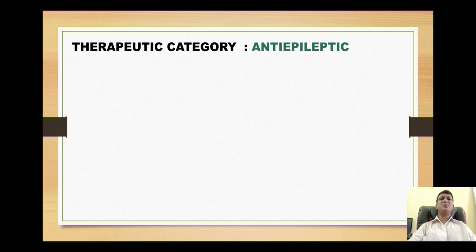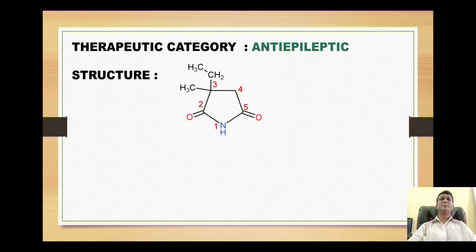This drug belongs to the therapeutic category of anti-epileptic drug. Now look at the structure. This "etho" stands for the presence of ethyl, and succinimide stands for the presence of this 4 carbon compound attached with an NH to make a cyclic imide.